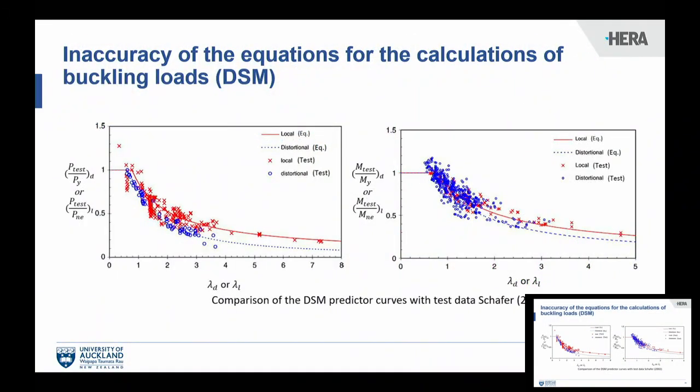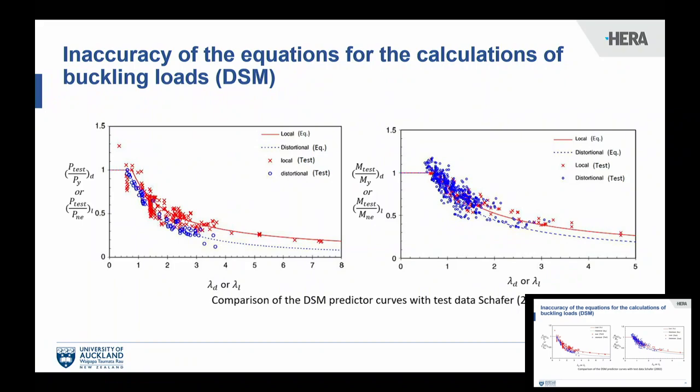If you remember, the other reason that can cause some inaccuracies was the direct strength method equations. This one actually needs lots of investigation. Maybe another PhD project can cover this inaccuracy. It was also mentioned in many previous studies.